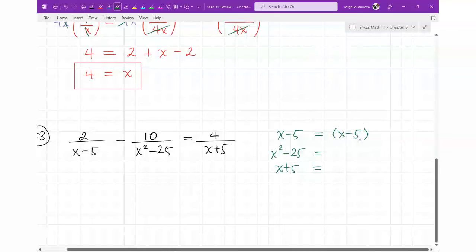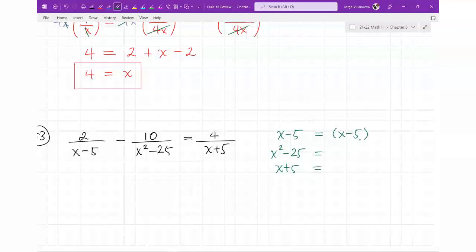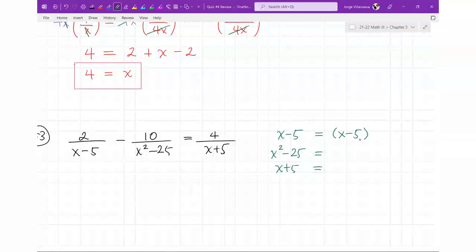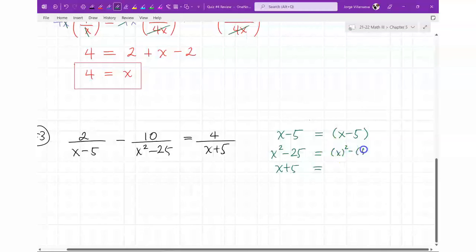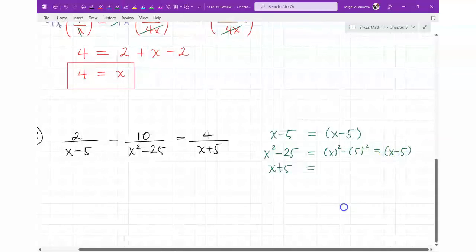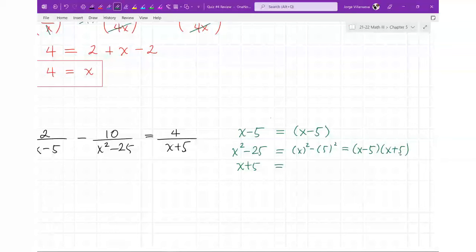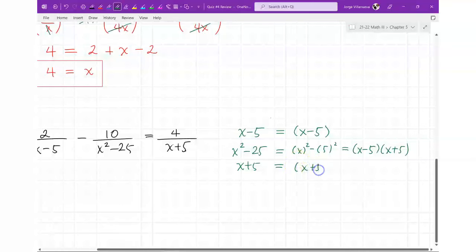Okay. X squared minus 25. Anybody know what that's called? Notice it's a minus in the middle. We call that a difference. Yeah, it's a difference of 2 squares, right? It's x squared minus 5 squared, which factors into x minus 5 times x plus 5. There's the factor for that one. Okay, and then the last one, I can't factor anything, so it's just going to be x plus 5.